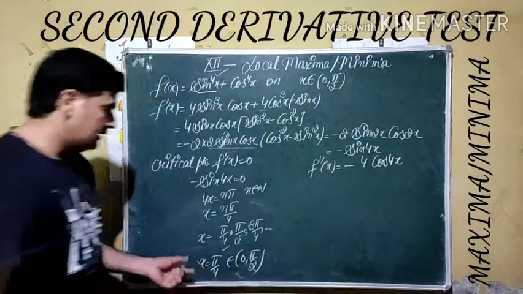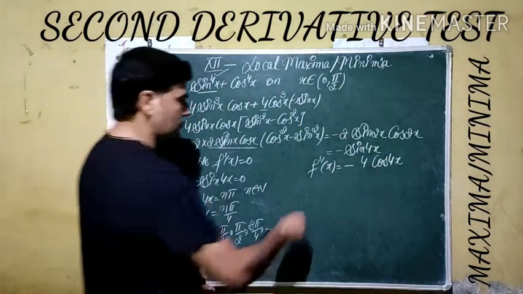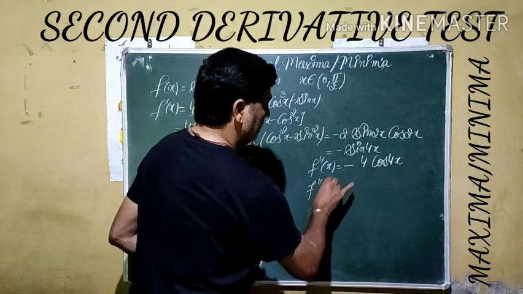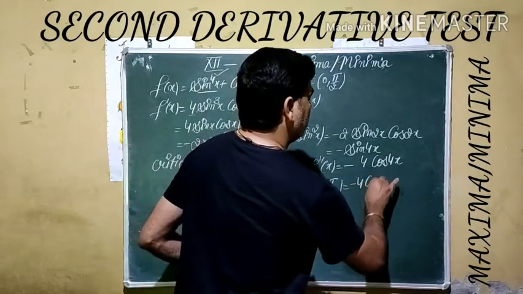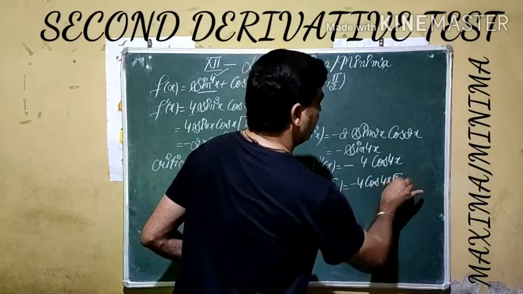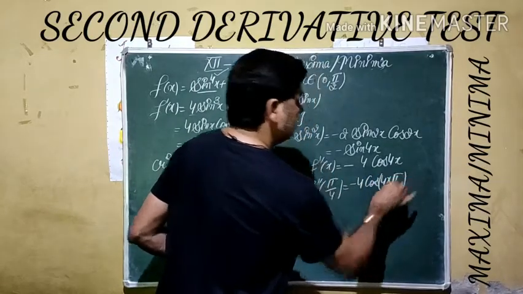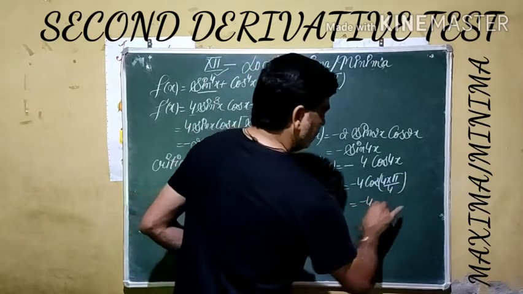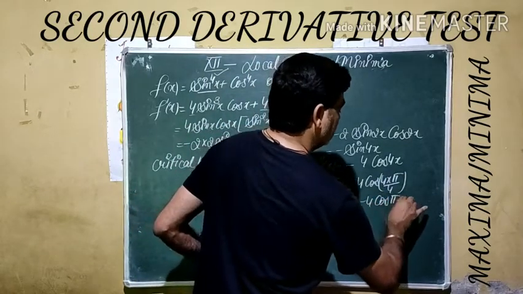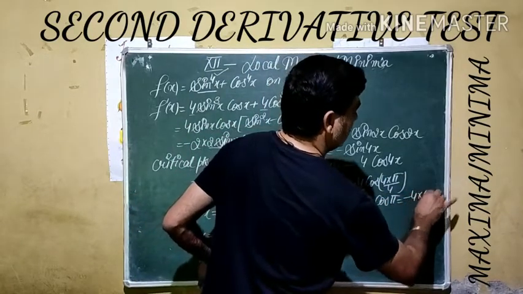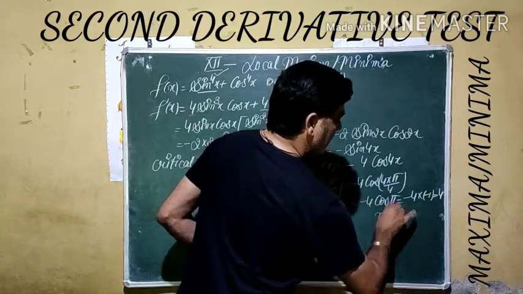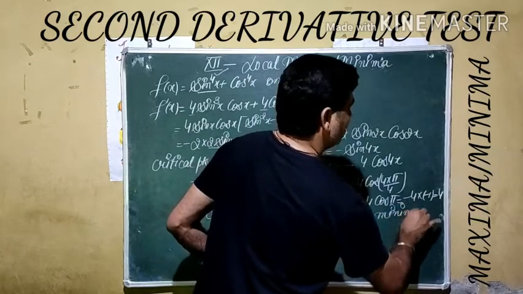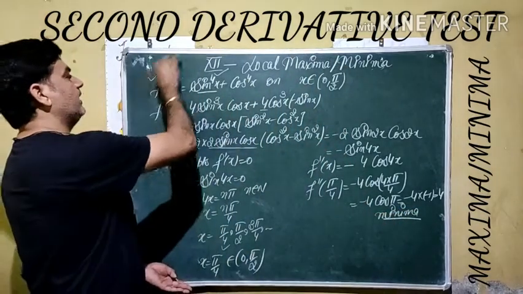Now we have to use the critical point in the function to find the answer. The critical point is pi by 4. If we use it, we get minus cos of 4 times pi by 4. It becomes overall pi. Cos pi is minus 1. So it becomes overall plus 4. It is the case of minima.